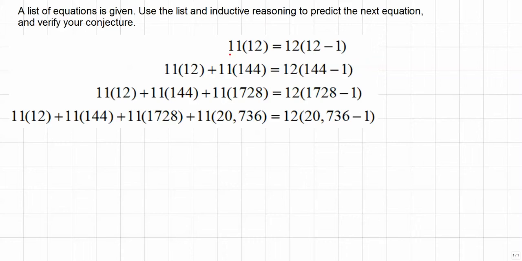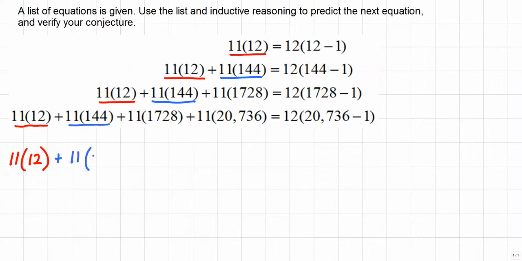We have 11 times 12 here, here, here, and here. So that occurs in all four equations, which means that we should conjecture that 11 times 12 will occur in the next equation. Then in the second equation, we have 11 times 144, which again occurs in the two subsequent equations. So we're going to add that in because we can assume that that particular pattern will follow through.